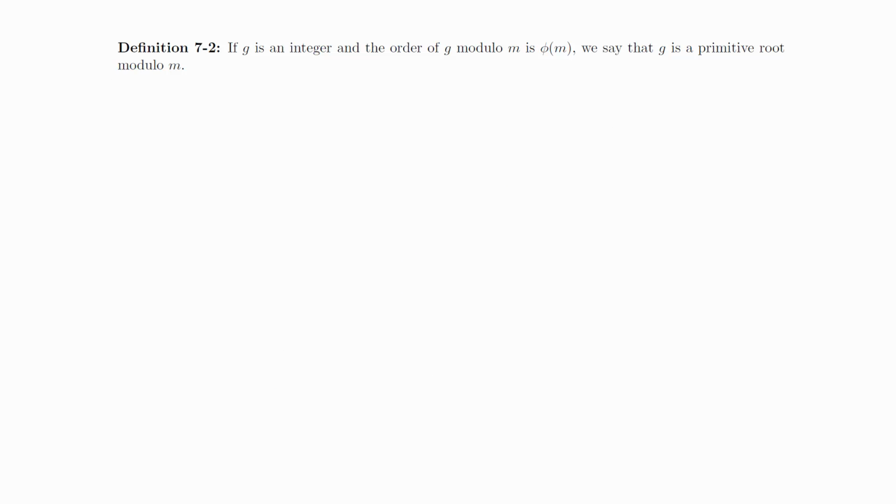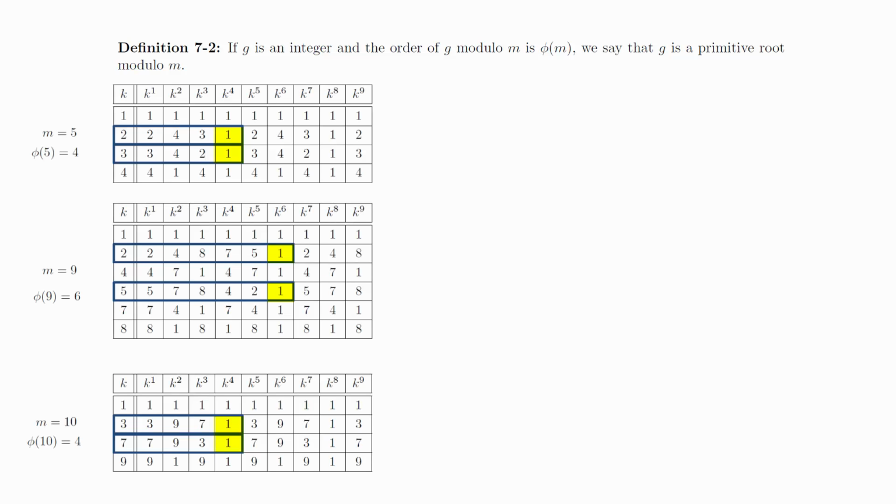Definition: if g is an integer, and the order of g modulo m is phi of m, we say that g is a primitive root modulo m. Looking back at the charts from earlier, we can see that 2 and 3 are primitive roots modulo 5, 2 and 5 are primitive roots modulo 9, and 3 and 7 are primitive roots modulo 10. If you look, you'll see that for each of these elements, the various powers of it cycle through the entire reduced residue system. That observation takes us to the next theorem.